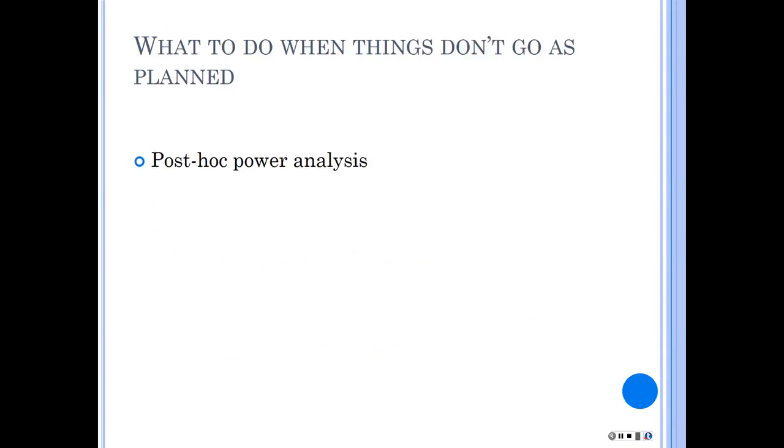And then what to do if things don't go as planned as far as your sample size. You can always conduct a post hoc power analysis. What this means is just doing a power analysis after the fact, after you've already done the study, to determine how much power you actually did have in your study.